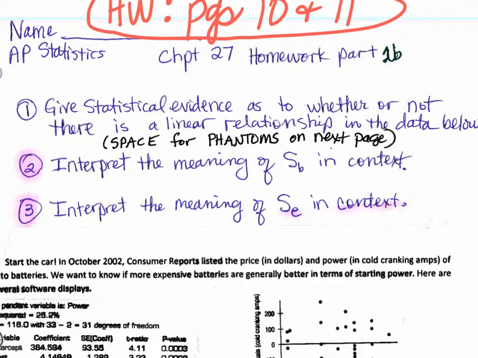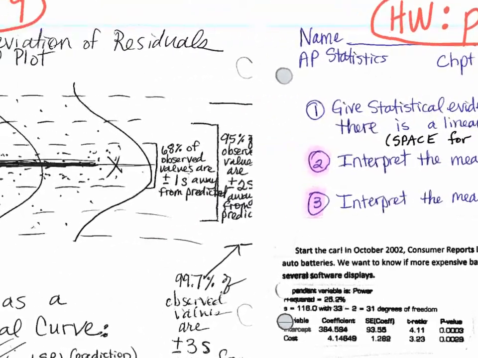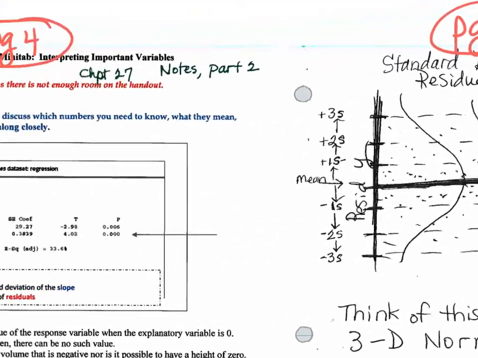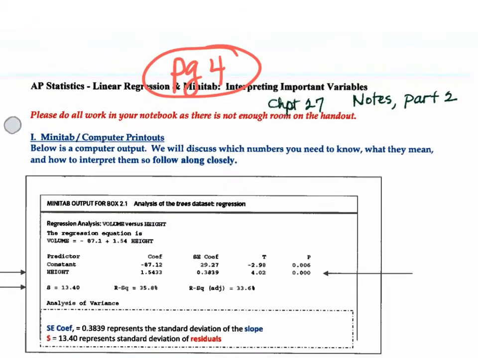We also, today, are going to discuss what this S of B is and make sure we know how to interpret that, and S of E. And so we'll make sure we know what those 2 things are and how to interpret them. So, over here, we'll start at page 4.